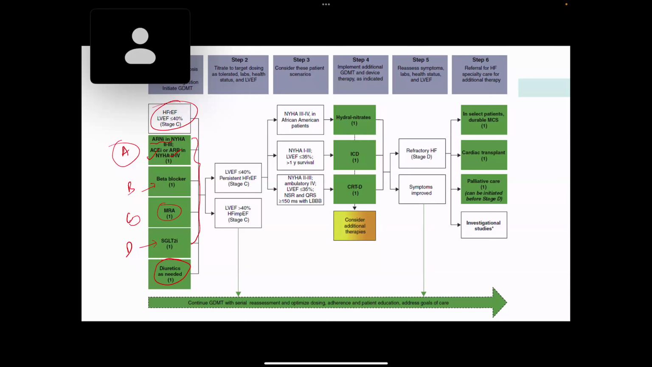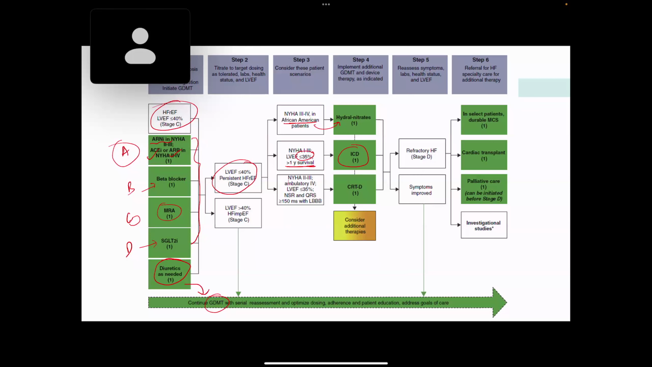Once you start the patient on these drugs, you have to reassess the patient, see if the patient is improving. If the patient is improving, continue this GDMT, that is guideline-directed medical therapy. If the patient continues to have the EF less than 40, then you need to assess his symptoms. If the patient is African American, you can consider hydralazine plus nitrate. That's nothing but isosorbide dinitrate. And if the patient has EF less than 35 and has a survival of more than 1 year, you can consider ICD, which is an implantable cardioverter defibrillator.